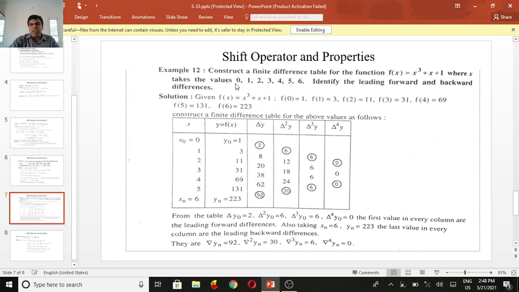So here the initial values of x are given: 0, 1, 2, 3, 4, 5, 6. f of 0 is 1, because if we substitute x equal to 0, we get f of 0 is 1. f of 1, if we replace x by 1, we get 3. f of 2, we get 11. f of 3 is 31, f of 4 is 69. f of 5, we get 131. f of 6, 223.